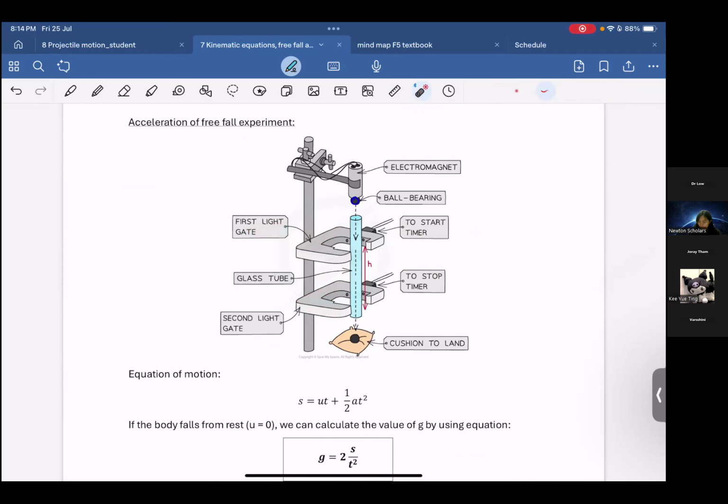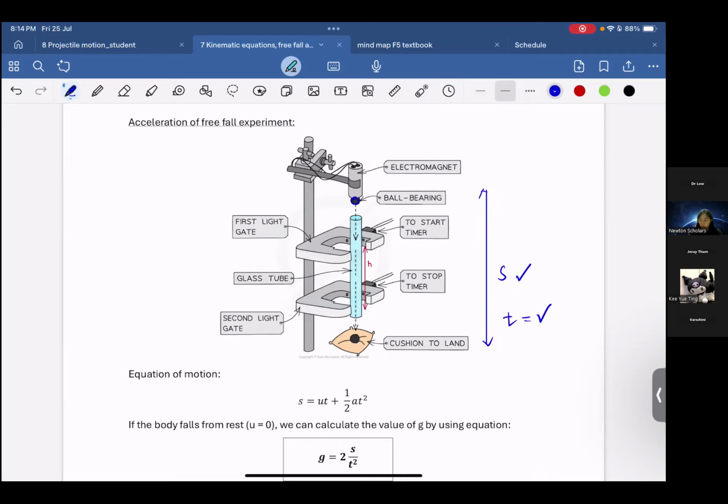First, I will know the distance. I can set the distance that I want, so this one, S, I can set. Then the time we can count, because the first light gate and second light gate can tell us what the time is. Then what else information do we have?